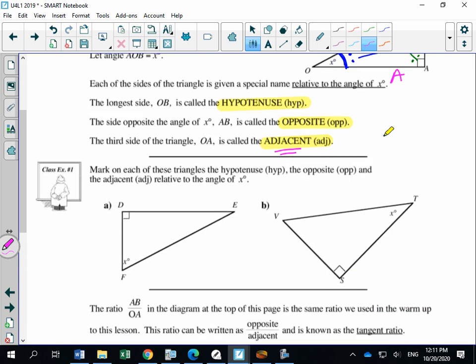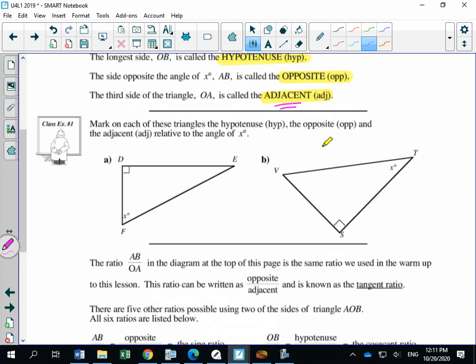So if we go to class example number 1, what it says is mark each of these triangles, mark the hypotenuse, the opposite, and the adjacent relative to angle X. So angle X, you guys, that is our given angle. So I find angle X and I say, you're my given angle, you get the set of eyeballs, because they want everything labeled according to that angle. So angle X always stares at the opposite side. So that's my opposite. Then I find my 90-degree, and it makes a sad face. The 90-degree always stares at the hypotenuse, and by default, that would be my adjacent.